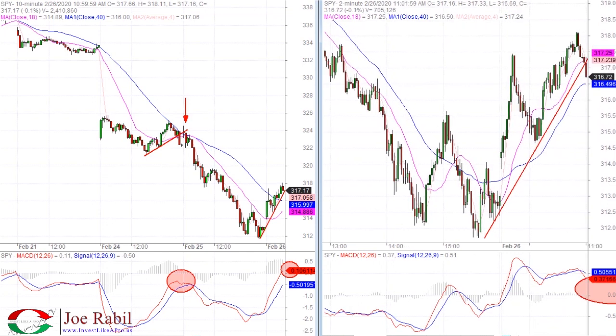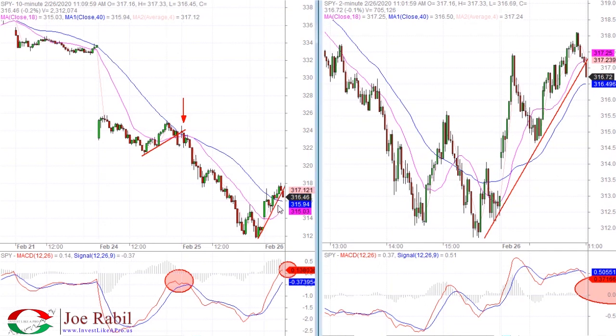And now we get a trend line break. Let me just bring the 10-minute up to date. So we've got a 10-minute showing a break of the trend line. We've also got the 2-minute doing the same thing. I don't short or put on trades based on trend line breaks most of the time. Most of the time, they're not as timely.